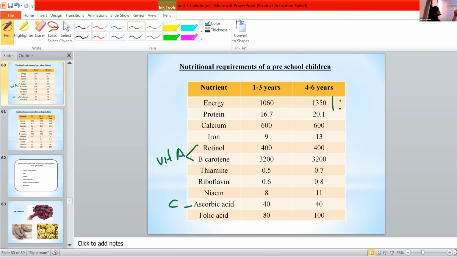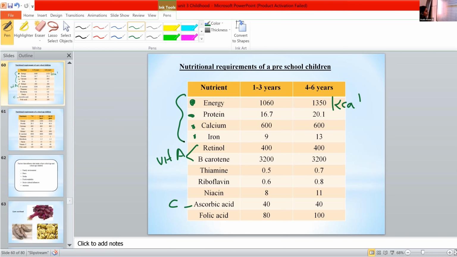The unit of energy is kilocalorie. It's important. You need to learn the values by heart. At least learn by heart the values of energy, protein, calcium, and iron. At least try to remember the first four.